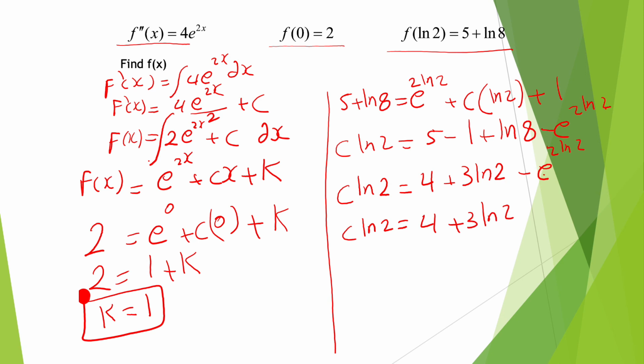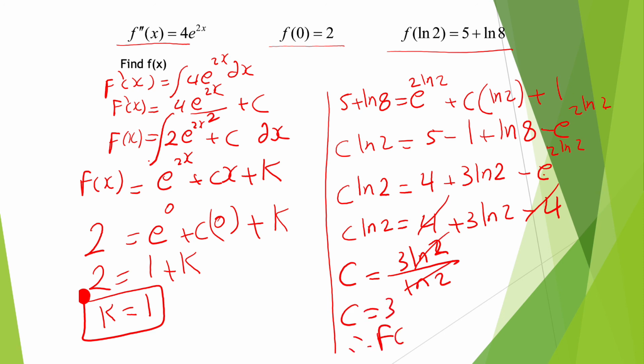E to the power of 2 ln 2 is 4, because the e and ln will cancel out. It's giving me 1, and that's 4, so it's minus 4. Those two will cancel out. Therefore, c is equal to 3 ln 2 divided by ln 2. Those two will cancel out. C is 3. So your final function of x is e to the power of 2x plus 3x plus 1.